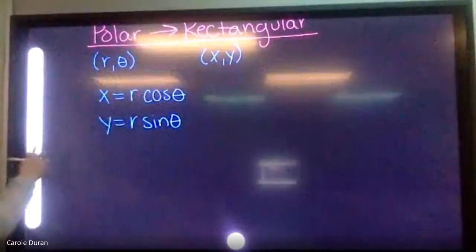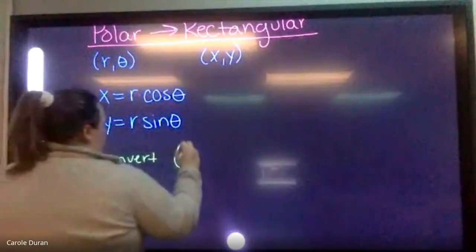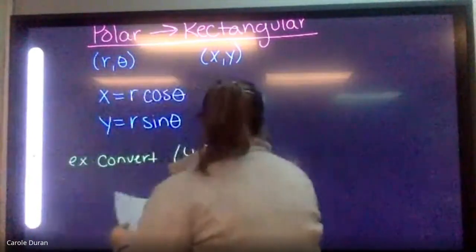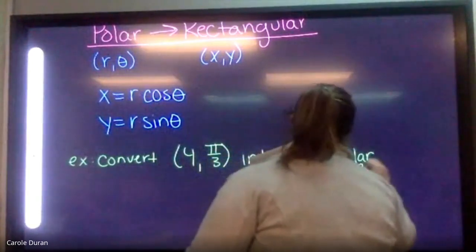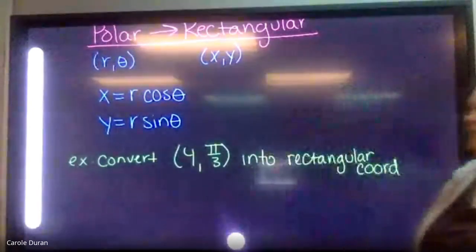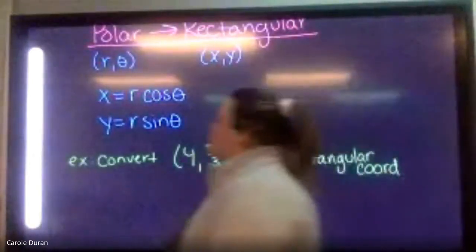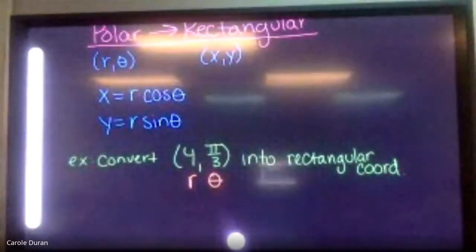and y is equal to r times sine of theta. The example we're going to start with is to convert (4, pi over 3) into rectangular coordinates. You're going to use your unit circle for this, and you can use a calculator as well. So it's already in terms of r and theta. It doesn't hurt if you want to label what your r and your theta are, just to make sure you're using the correct values in the correct places.